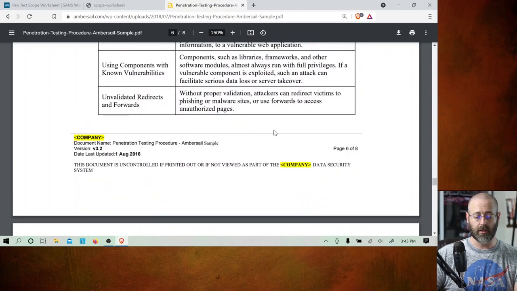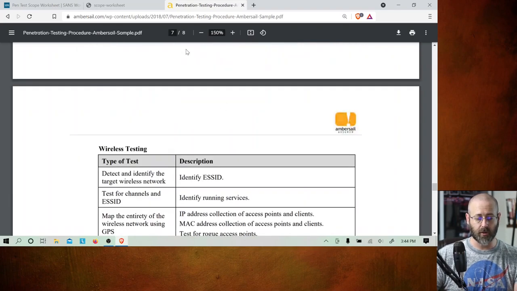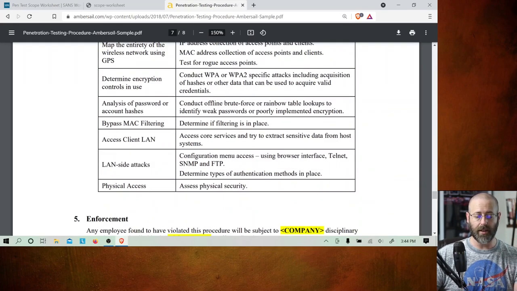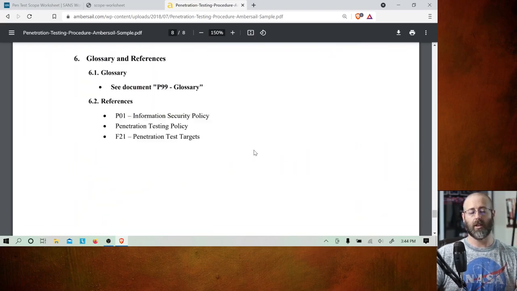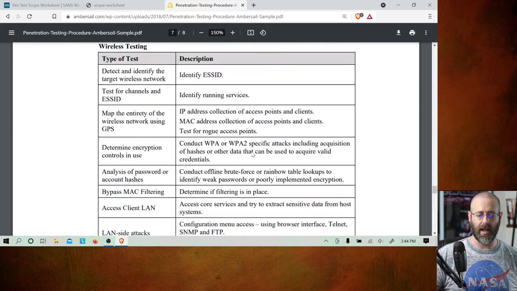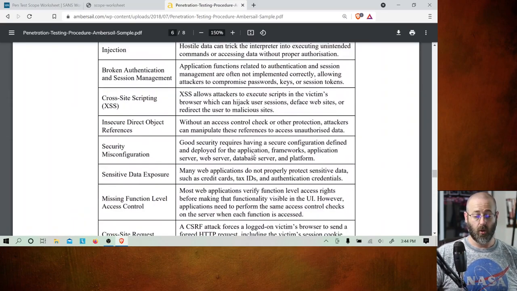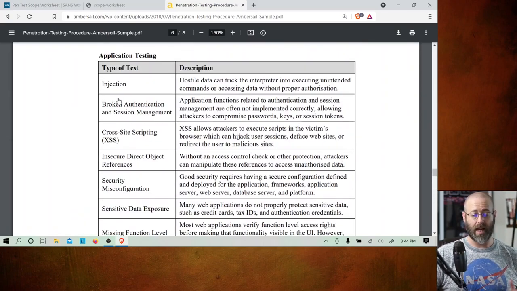So run through this document, only a few pages. What is it, 8 pages long? What it means to do wireless testing, what enforcement means. Now there's a glossary of references. So if you have any appendices or anything like that, you want to put that in here. Whew. Paperwork, application testing, great stuff. There we go. Paperwork, right?